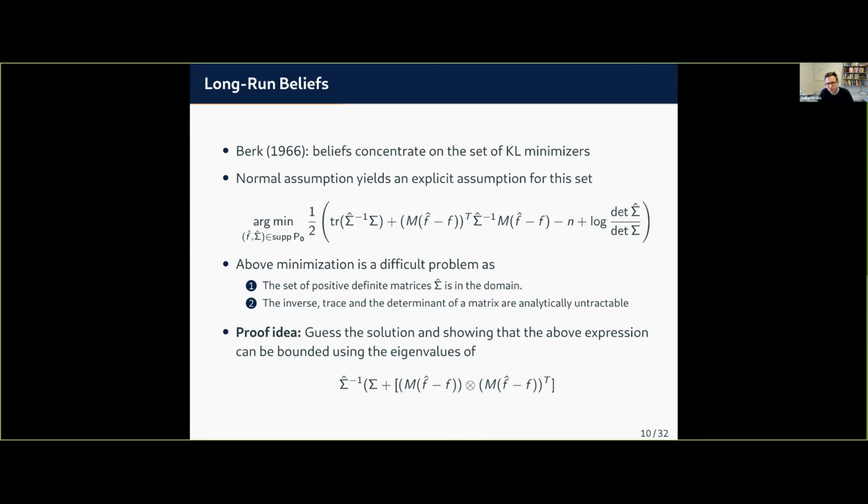Berk 1966 shows that the beliefs in such a misspecified Bayesian learning model concentrate on the set of Kullback-Leibler minimizers. And we made this normal noise assumption, which very conveniently gives us a closed form for the Kullback-Leibler divergence. So we just have to minimize this function. This sounds a little bit easier than it is, because you have to minimize over positive semi-definite matrices sigma hat, which is not a so nice minimization problem. Also, in the objective, the trace as well as the determinant shows up. But there's a literature in mathematics dealing with this, semi-definite programming, and you can use tools from there to essentially solve this problem. The method is some type of guess and verify method: you relax the problem, and then in the end, you show that something can be achieved.